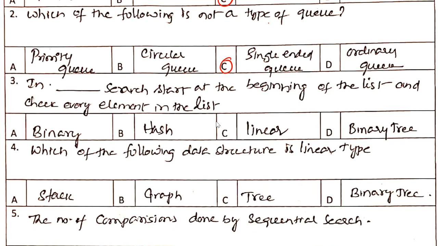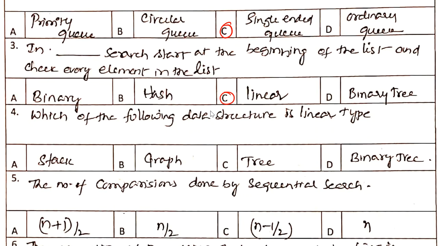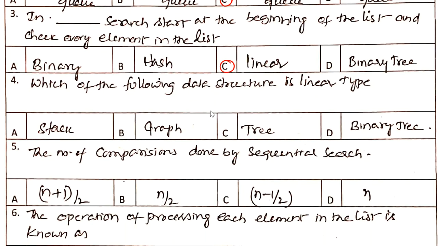Next one, in a dash search, start at the beginning of the list and check every element in the list. The options are binary, hash, linear, binary tree. The answer is linear. So in the linear search, we start at the beginning of the list and check every element in the list. Next one, which of the following data structures is a linear type? The options are stack, graph, tree, and binary tree. The answer is stack here.